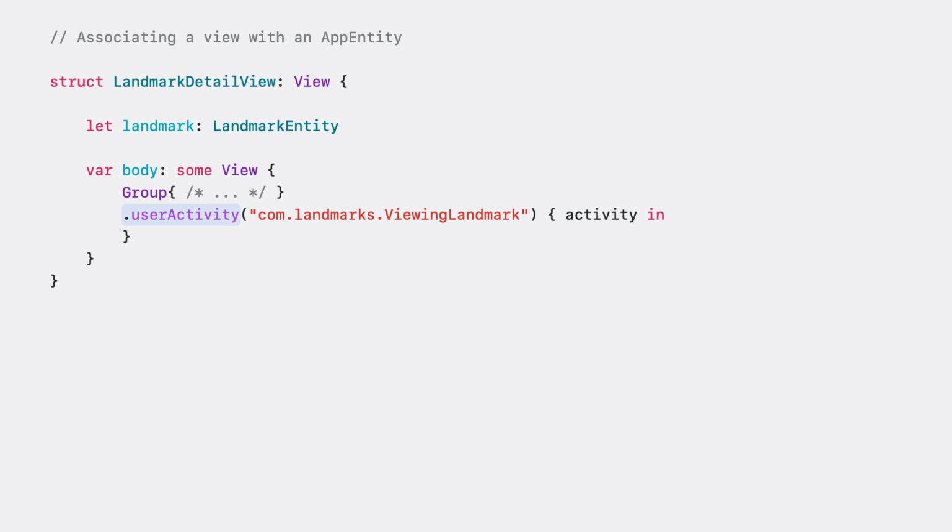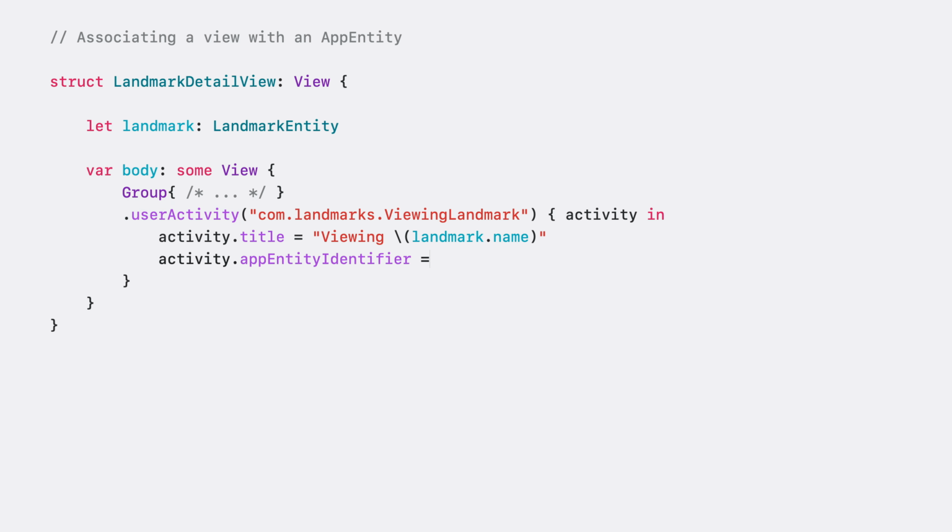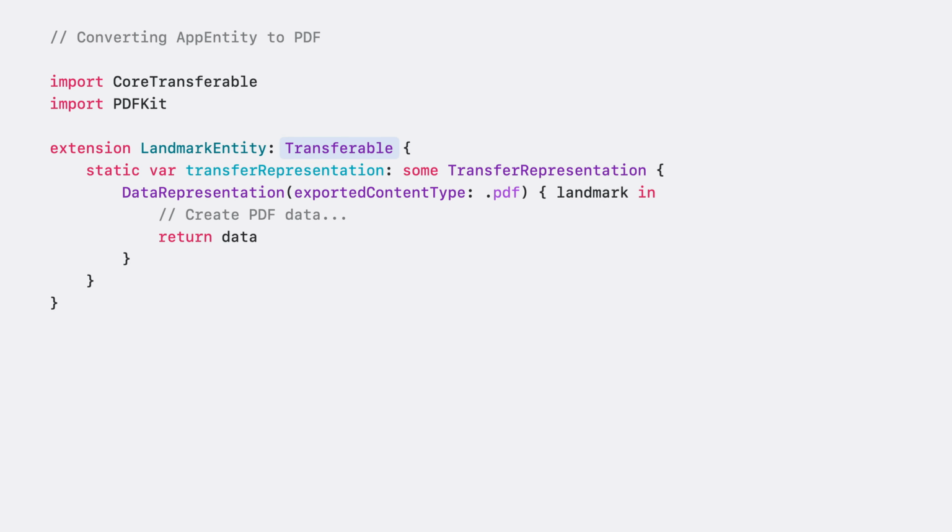To associate an entity with a view, we'll start by adding the user activity modifier to the landmark detail view. Then in the update closure, associate an entity identifier with the activity. Next, we need to support converting landmark entity into a data type that ChatGPT can understand, like a PDF. We do this by first conforming it to the Transferable protocol, then providing the PDF data representation. Other supported types include plain text and rich text. Check out this App Intents documentation to learn more about on-screen entities.